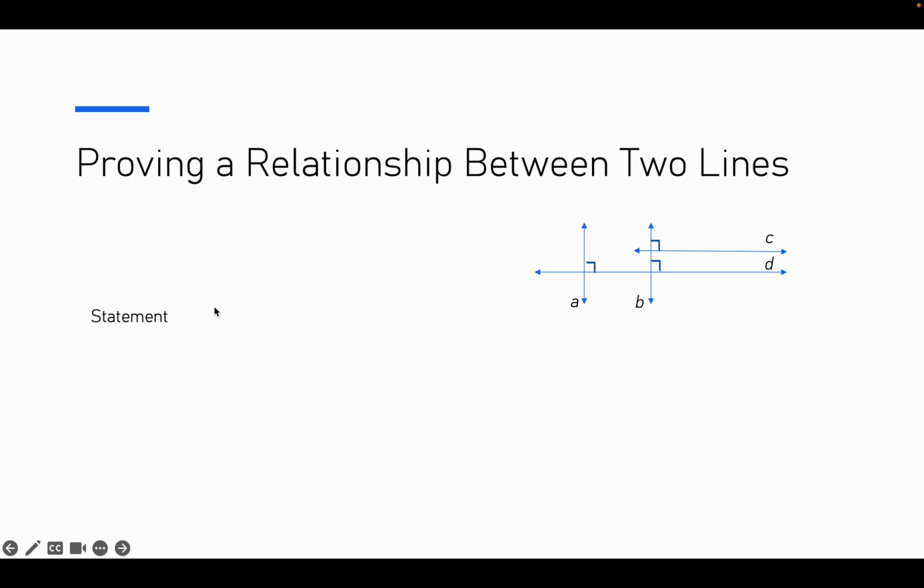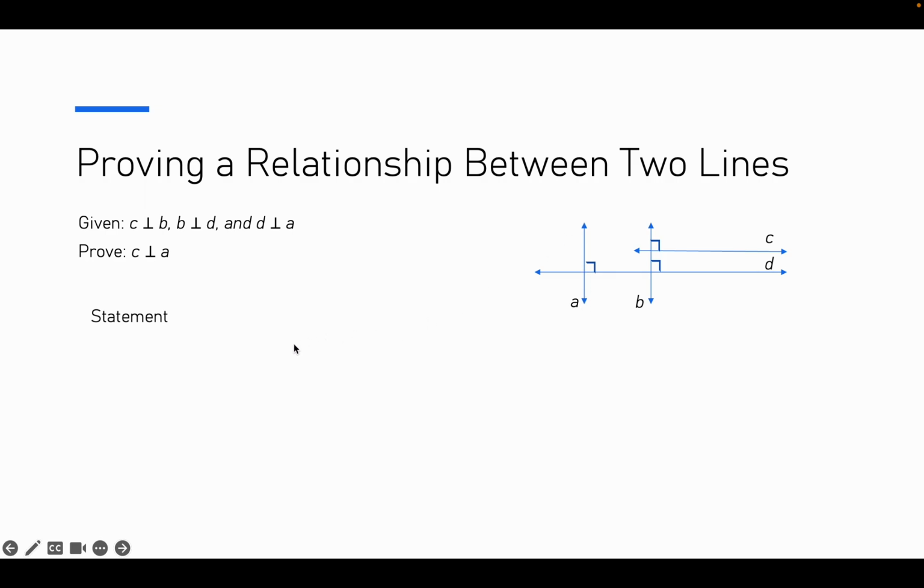Let's go ahead and prove the relationship between two lines. So we're given that C is perpendicular to B. We are given that B is perpendicular to D, and D is perpendicular to A. I need to prove that line C is perpendicular to A.